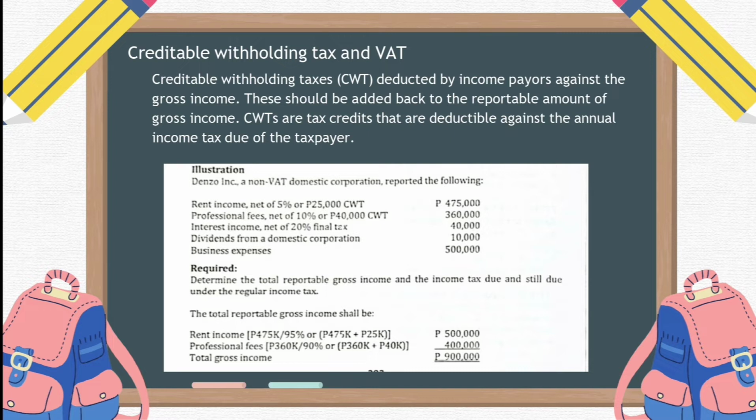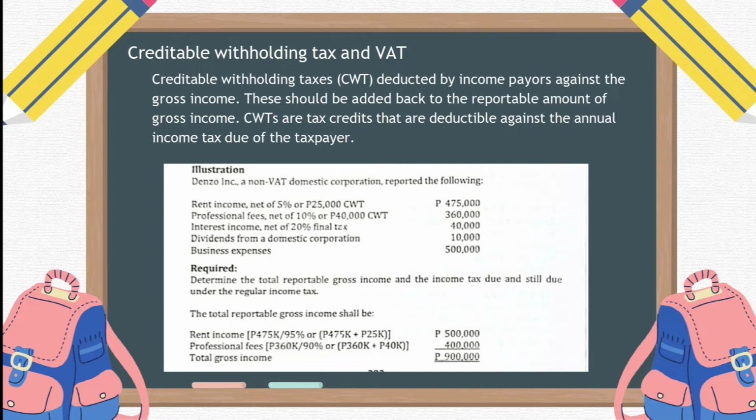Illustration. Denso Incorporated, a non-VAT domestic corporation, reported the following. Rent income, net of 5% or 25,000 CWT, 475,000. Professional fees, net of 10% or 40,000 CWT, 360,000. Interest income, net of 20% final tax, 40,000. Dividends from a domestic corporation, 10,000. Business expenses, 500,000. Required: determine the total reportable gross income and the income tax due and still due under the regular income tax.